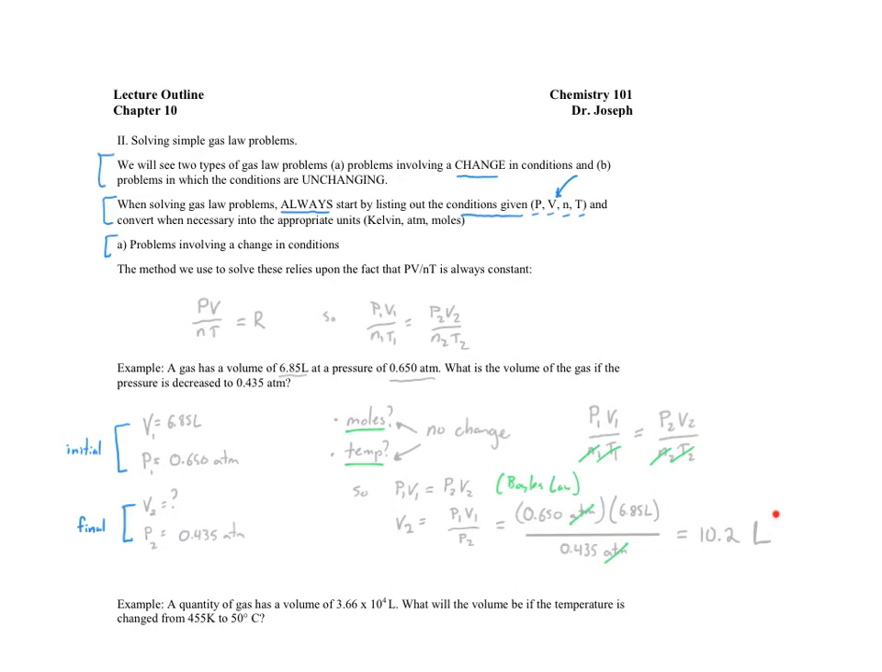Now, it's a good idea to check that it did. We see 10.2 liters. That is definitely an increase over the initial volume, which was 6.85 liters. So yes, this result makes sense. Okay, so now that we see how we can use the ideal gas law to help us solve gas problems that have changing conditions, let's try another example.